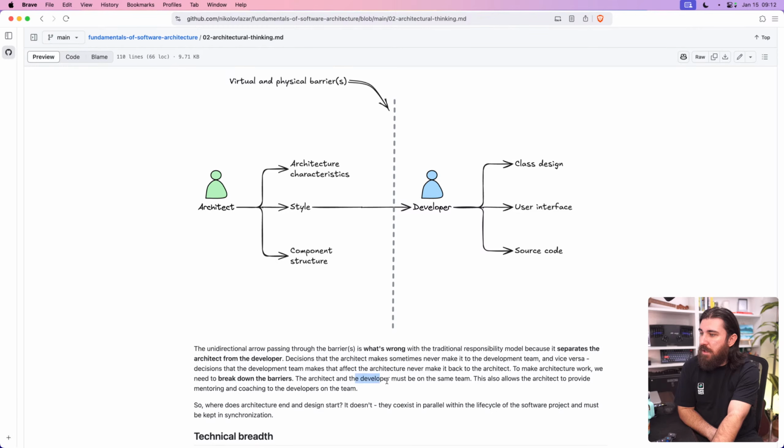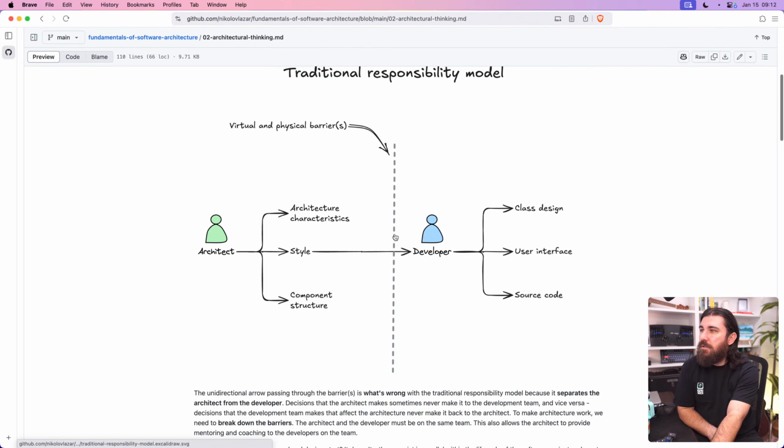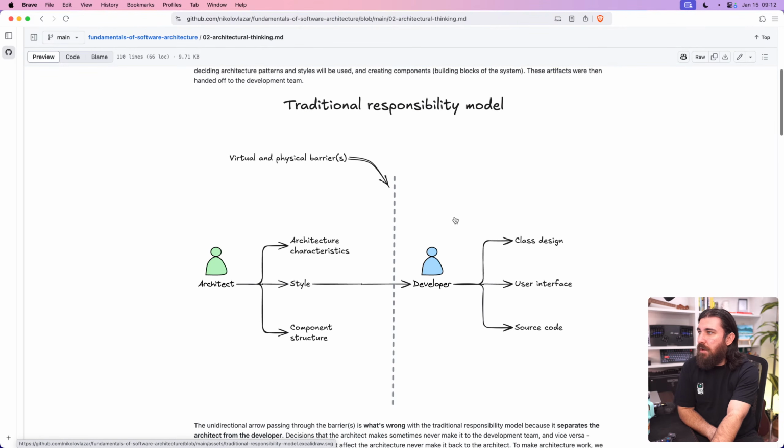The architect and the developer must be on the same team. This also allows the architect to provide mentoring and coaching to the developers on the team. This has been the traditional responsibility model. You have the chief architect or the lead architect and a bunch of developers, and these two work, or used to work, in silos. That has been proven to not be good, right?